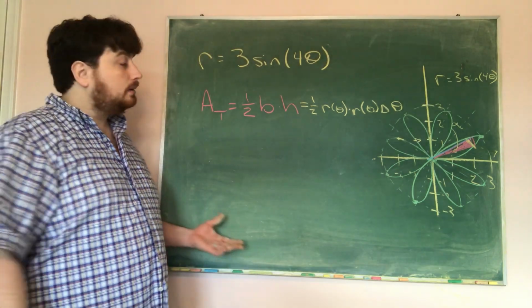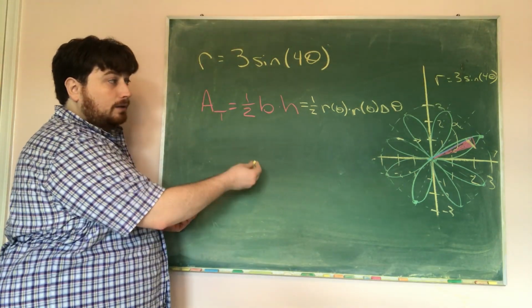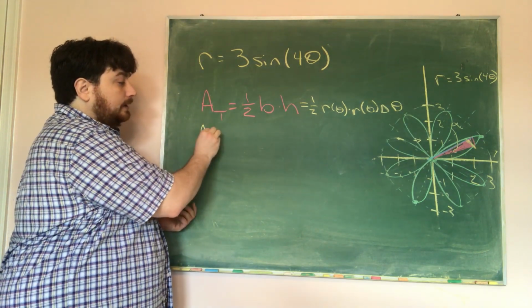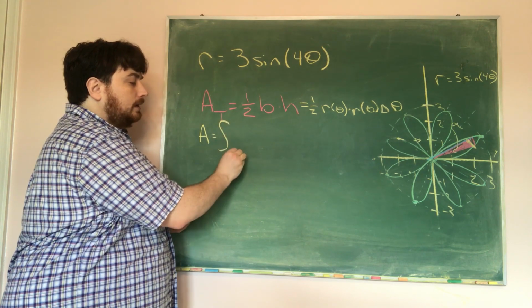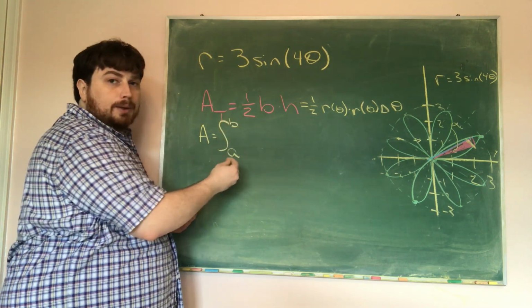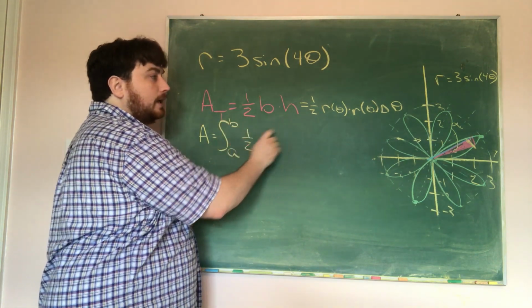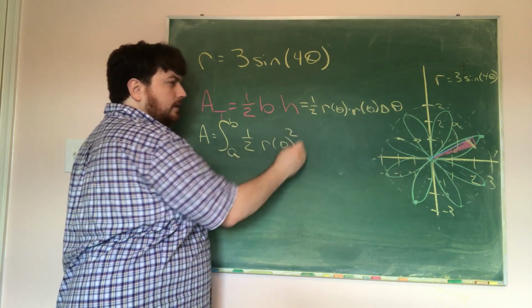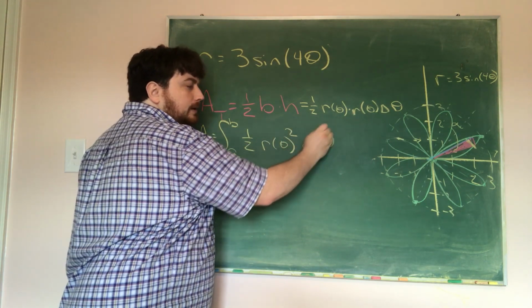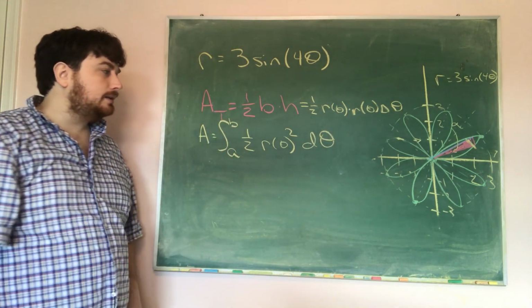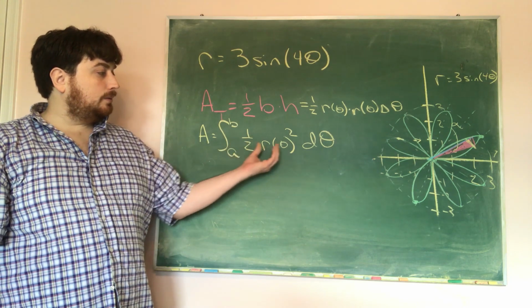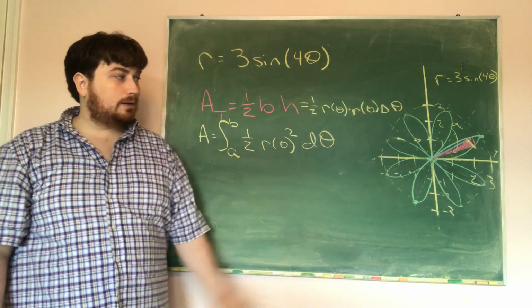So in order to get the total area of the leaf, I'm going to add these all up as delta theta gets infinitesimally small. So the way I'm going to say that is the total area is going to be the integral from some point to some point of 1/2 times, well, now I have r of theta squared. And now I'm going to let this get infinitesimally small, so instead of delta theta, I'll call it d theta. So I have to find the integral from a to b of 1/2 r of theta squared d theta.